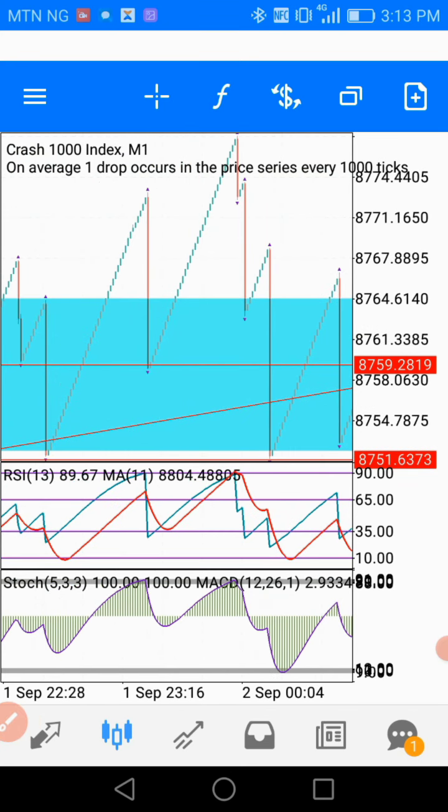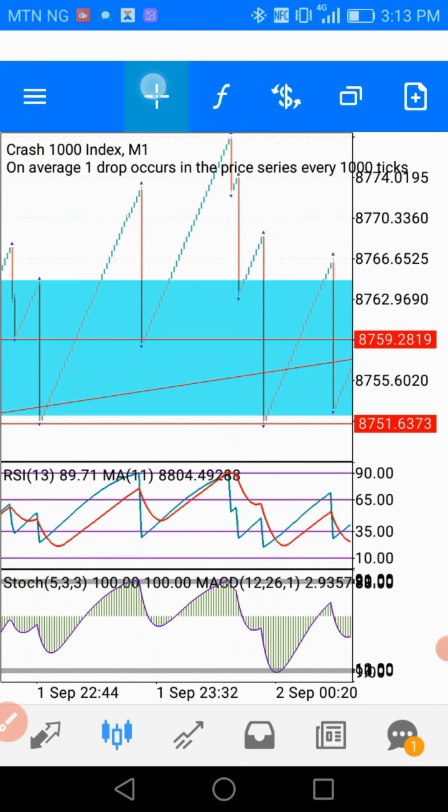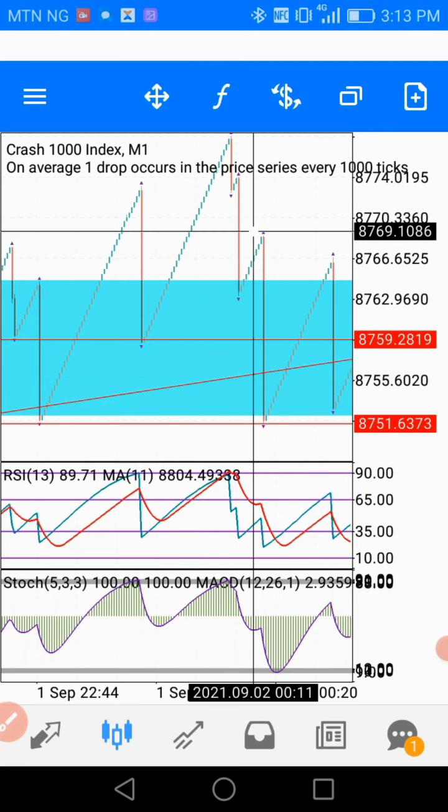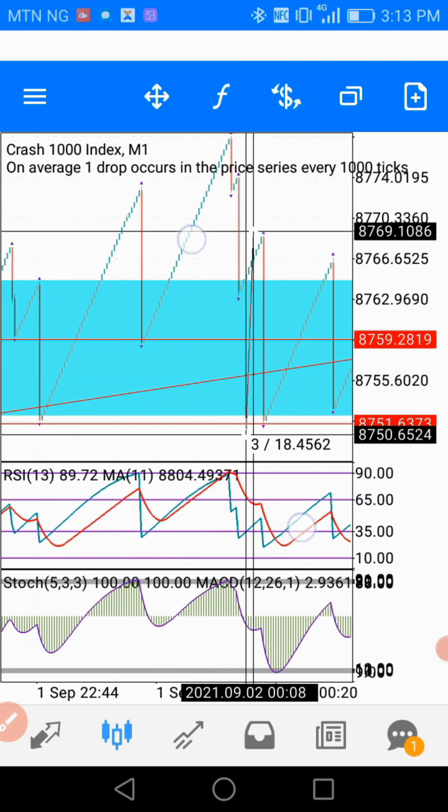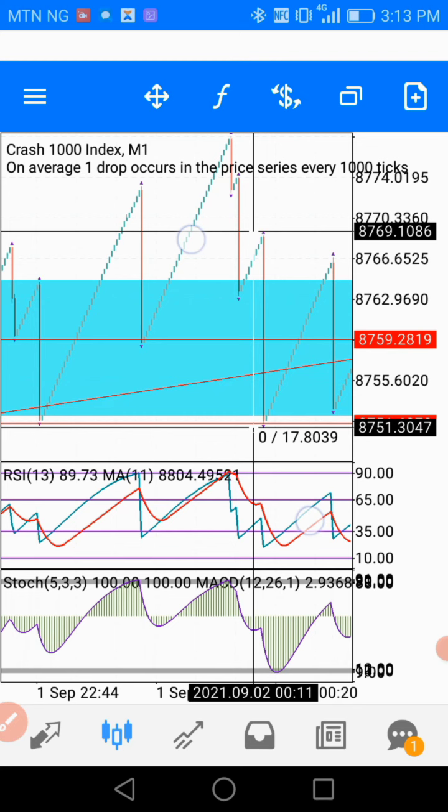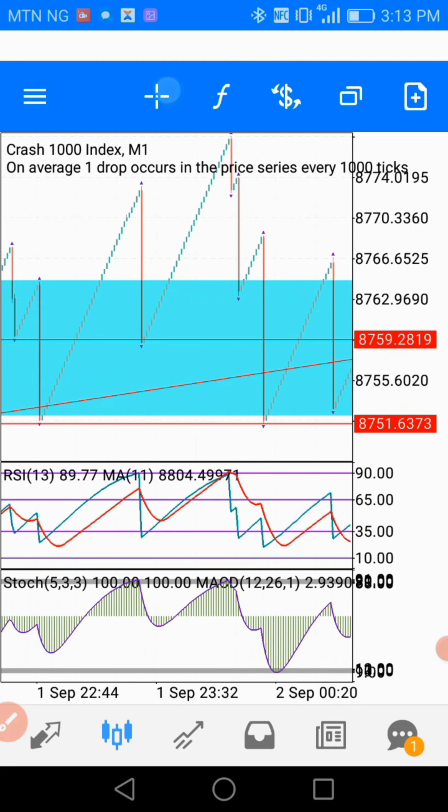Look at this. Let's check the pip value made. Okay, yeah, this is almost 18. It's takeable, and the crossing took place here. Look at where the crossing took place, and look at this. So guys, the video is getting long already, and that's just it. I just showed you how you trade with it.